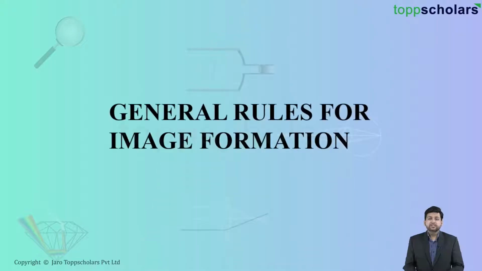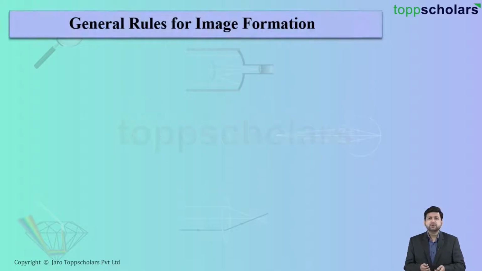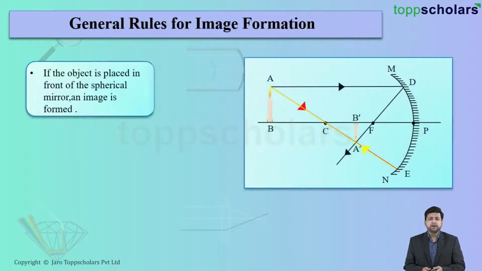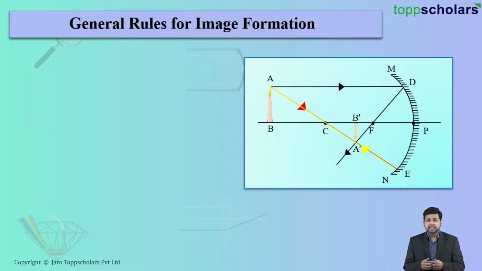Students, today we are going to discuss an interesting topic, and that is general rules for image formation. Now students, imagine if I am keeping an object in front of a spherical mirror. So this will be your object AB, and this will be your spherical mirror MN.